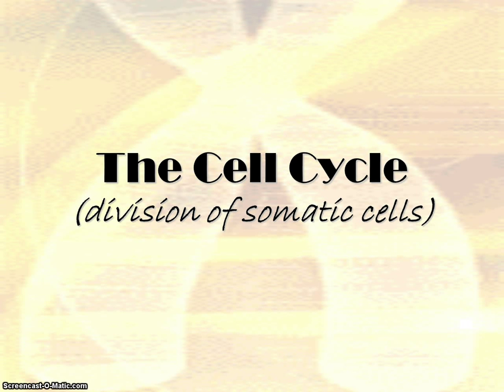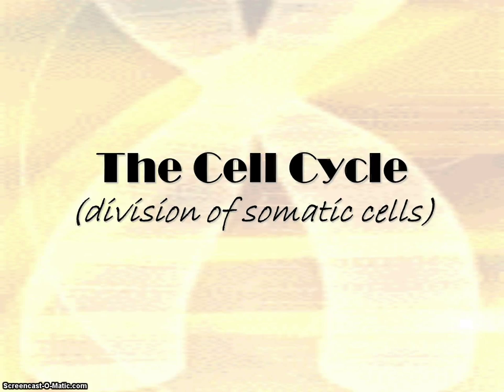Okay, in this unit, we're going to be focusing on the cell cycle, what it is, the different parts, but it's going to be the cell cycle for somatic cells only. So let's do a quick review before we start looking at this stuff. There are different types of cells in the body, but there are two main categories. You have somatic cells, and then you have your reproductive cells.